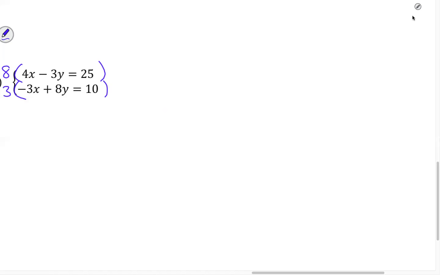Okay? So here, I am going to distribute that 8. Now, 8 times 4 is 32. 8 times the -3 is -24. 8 times 25, I believe, is 200. Now I deal with the bottom equation.